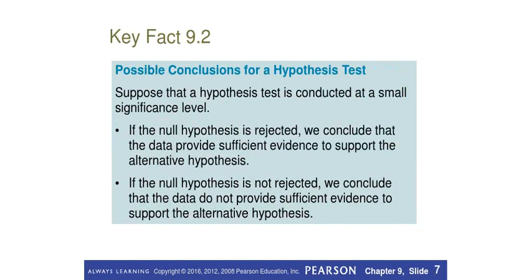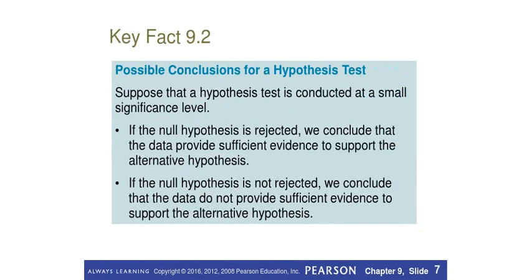So what do we do? The possible conclusions. Suppose that we do a hypothesis test at a small significance level, right? We say 5%, 2%, 1%. If the null hypothesis is rejected, we conclude that the data provides sufficient evidence to support the alternative hypothesis. And if the null hypothesis is not rejected, we conclude that the data did not provide sufficient evidence to support the alternative hypothesis.